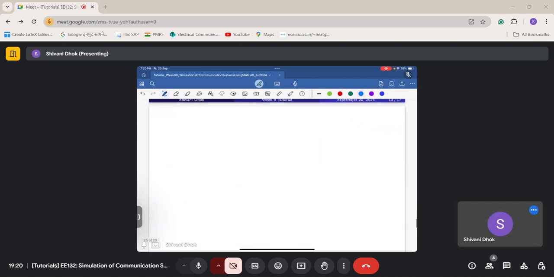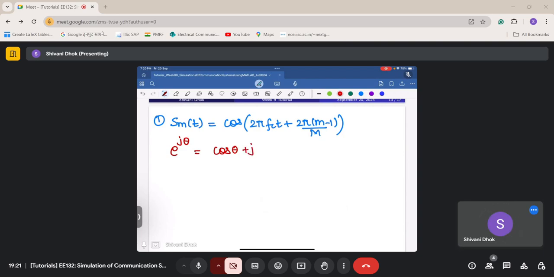So the first one is s_m(t) is cos of 2 pi fc t plus 2 pi (m minus 1) by capital M. Now for solving this, what we will do is use this relation: if I have e power j theta, we can write it as cos theta plus j sine theta. Okay, so therefore we can write cos theta to be equal to real part of e power j theta, and sine theta to be equal to imaginary part of e power j theta.